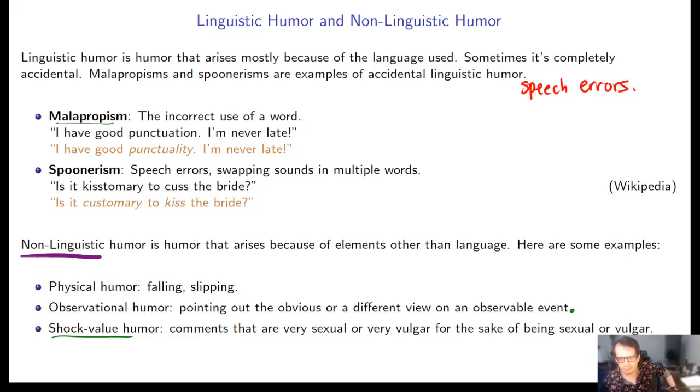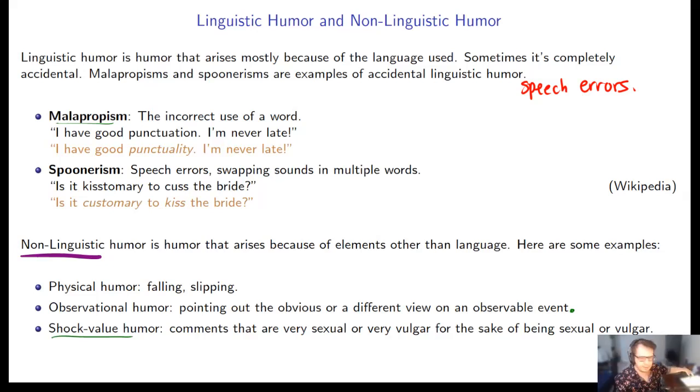A malapropism is when you use the wrong word. And usually you pick a word that sounds very similar to the one that you want to pick. But your brain is searching for a word. It says, oh, this one, it's close enough. It's close enough. So you use that word instead.